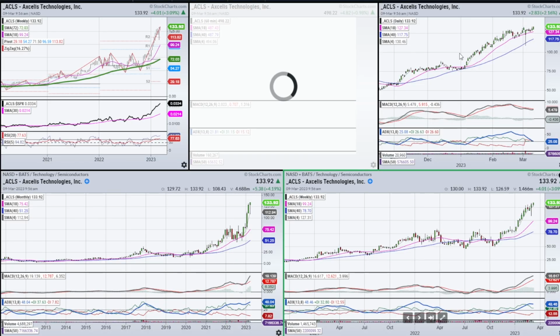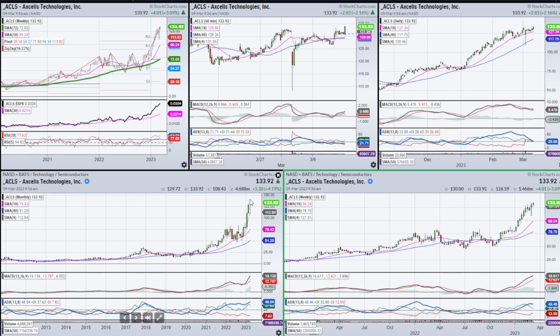Okay, ACLS, big move to the upside. It's gotten extended for my liking. I don't really like this type of pattern because it's made such a big move away from the 18-month and the 18-week. So I'm looking for the first correction in this, especially now that we're starting to show a little bit of signs of lost momentum.